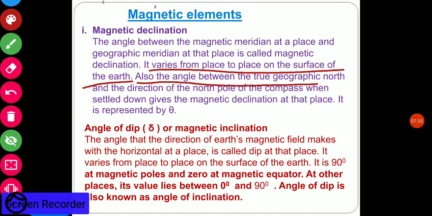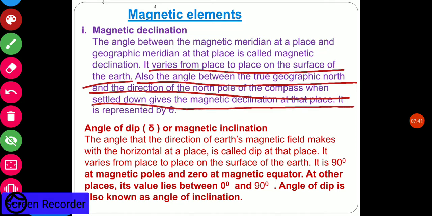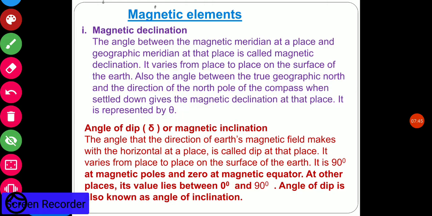Also, the angle between the true geographic north and the direction of the north pole of the compass when settled down gives the magnetic declination at that point, and it is represented by theta. So the magnetic declination means the angle between the magnetic meridian and the geographic meridian. Its value changes from place to place.